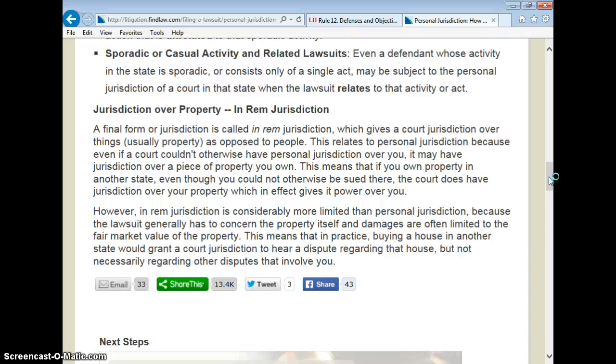This means that if you own property in another state, even though you could not otherwise be sued there, the court does have jurisdiction over your property, which in effect gives it power over you. However, in rem jurisdiction is considerably more limited than personal jurisdiction because the lawsuit generally has to concern the property itself, and damages are often limited to the fair market value of the property. This means that in practice, buying a house in another state would grant a court jurisdiction to hear a dispute regarding that house, but not necessarily regarding other disputes that involve you.